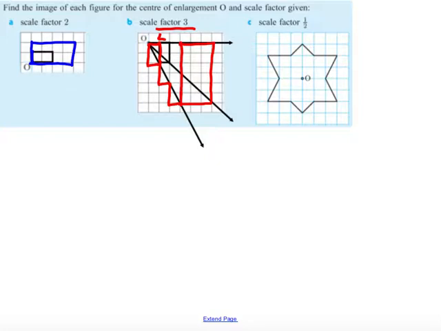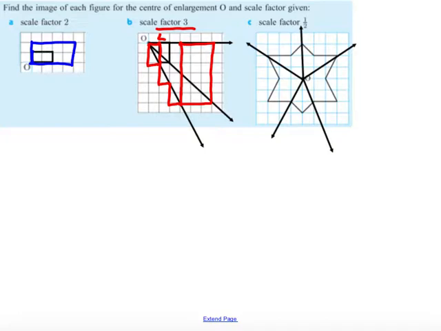Now with C, we have a scale factor of 1/2, so I know it's going to be smaller. Again, I'm going to draw my rays off of some of these points to help me. Try and line them up a little bit more appropriately. And then from there, I need to know that everything is going to be half of what it was before.